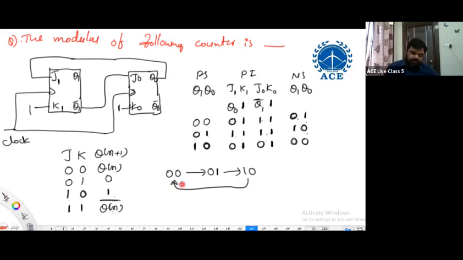What is the modulus of this counter? The answer is 3. Because the number of different or distinct states the counter is repeating is called the modulus of the counter. I hope everyone is understanding. It is clear. What is the modulus of the counter now? It is 3.